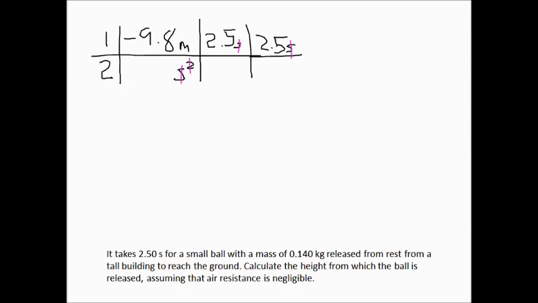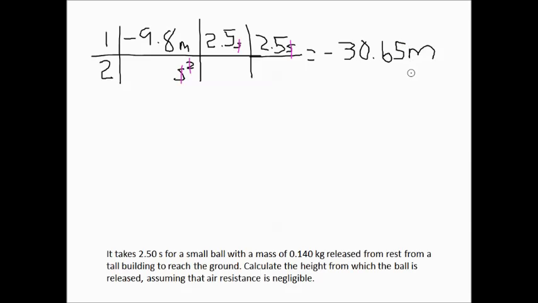So my units that I'm left with are meters, which is good because I'm looking for a length, or displacement, which is measured in meters. So I know I'm plugging in my numbers correctly because the units are telling me that I plugged it in correctly. It's going to be 0.5 times 9.8 times 2.5 times 2.5. I get a negative 30.65 meters.